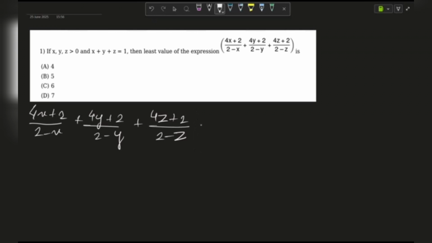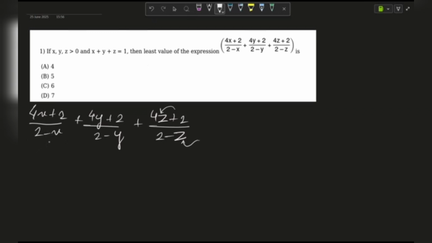Now, we actually can't find the least value for this expression directly because it contains x in both the numerator and the denominator, and the same for the y and z terms. Because we want the least value of the expression, what should click in your mind first is that we have to use AM, GM, HM, either of them. So I will try to convert this into a form so that we can use it.